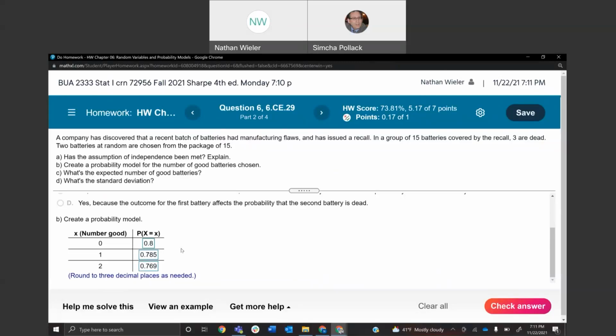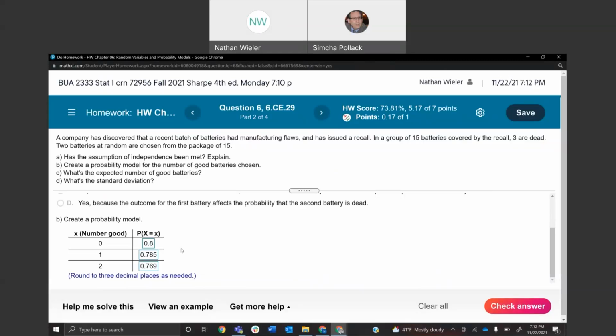We're pulling out two batteries. So it's like you pull out one battery from the group, and they say 3 out of 15 are dead, which means the chance of finding a dead one is 3 out of 15, which is 1 out of 5, which is 20%. The chance of getting a good one is 80%. Got it? Yep. So it's like flipping, and it's a bit tricky until you get used to it.